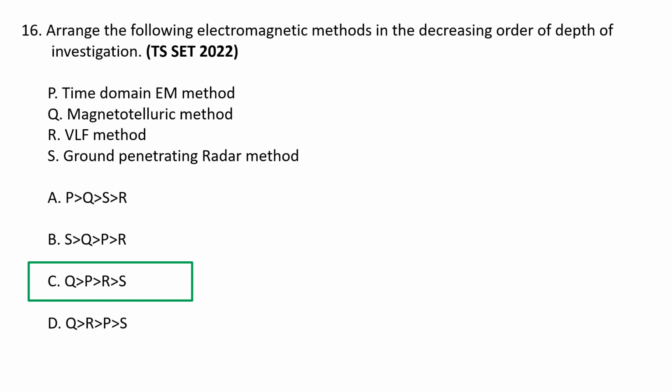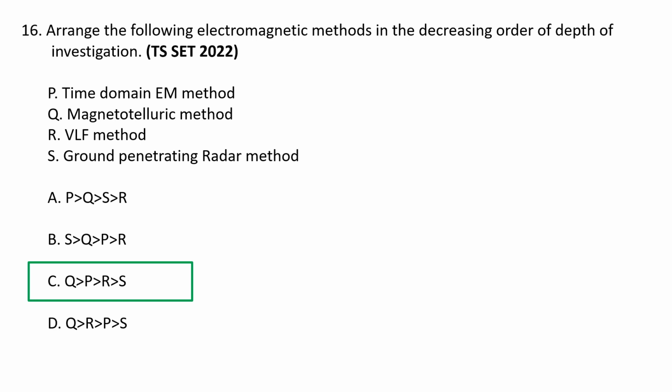By observing all this, C is the correct answer. Here, the magnetotelluric method extends up to a depth of 100 kilometers or more. So this is as large as 100 kilometers or more. So that's why it travels to greater depth. So that is the magnetotelluric method.